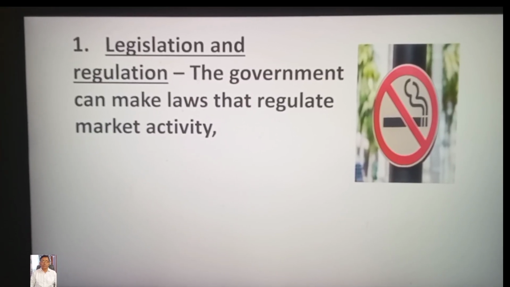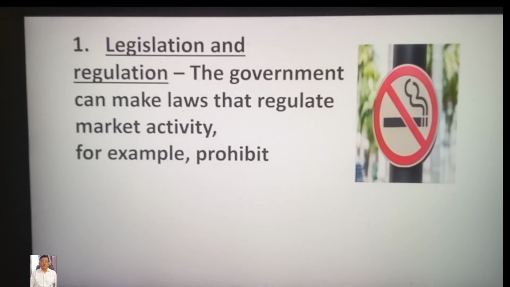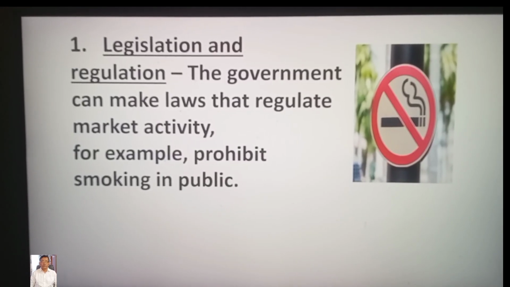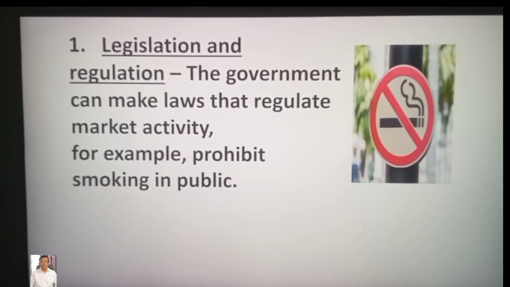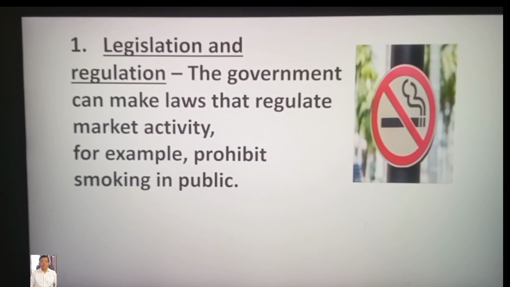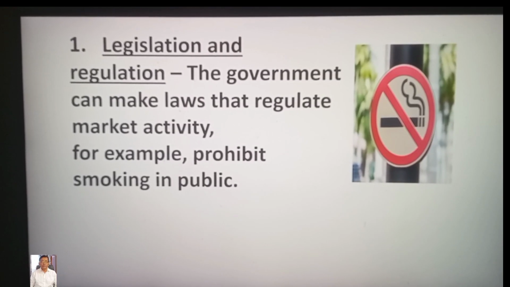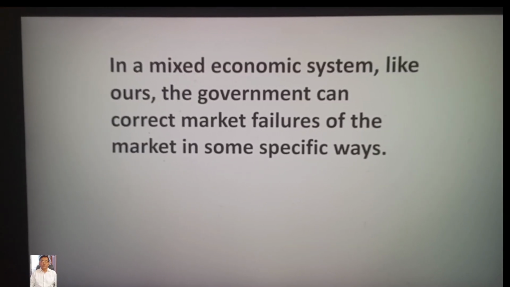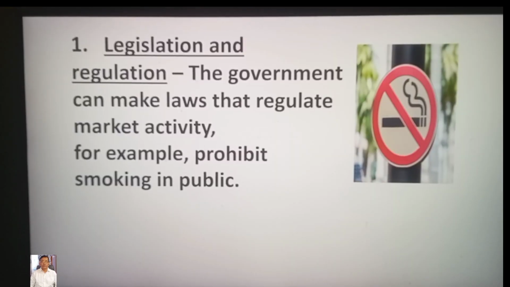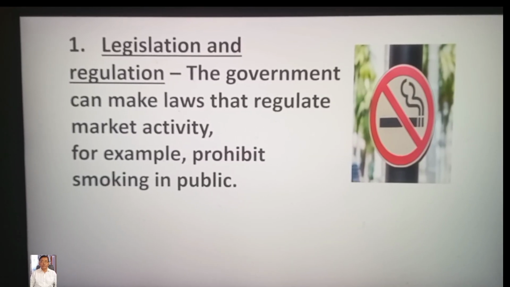The government can make laws that regulate market activity. For example, prohibit smoking in public, which would cause a negative externality. One important kind of legislation the government can undertake is price control. In a mixed economic system like ours, the government can correct market failures in some specific ways, setting a minimum price or maximum price on goods.